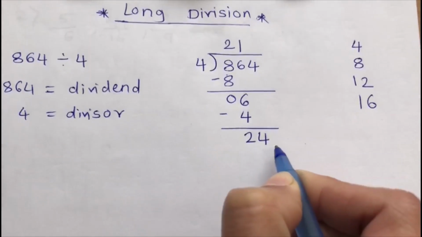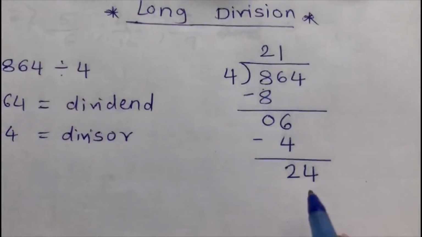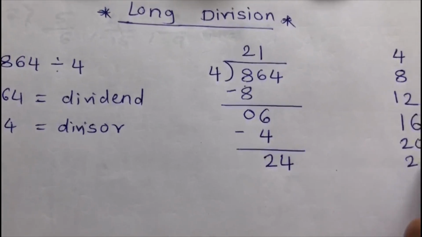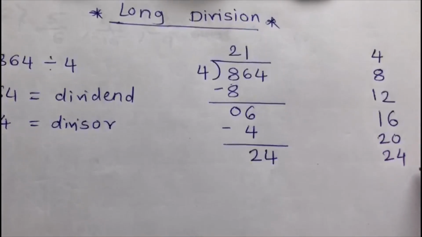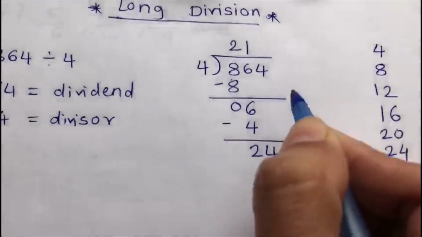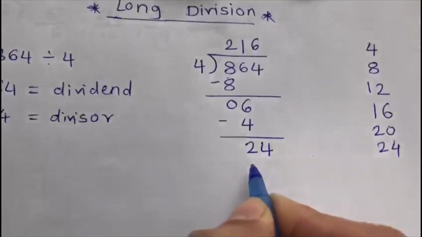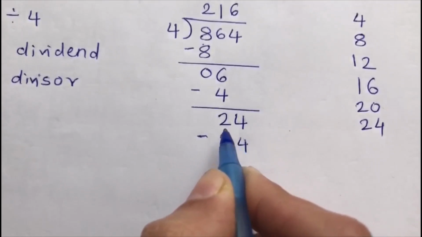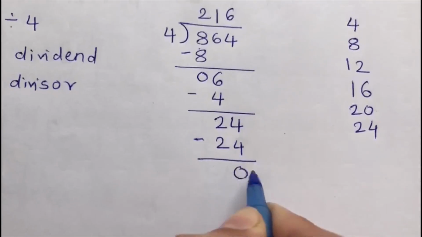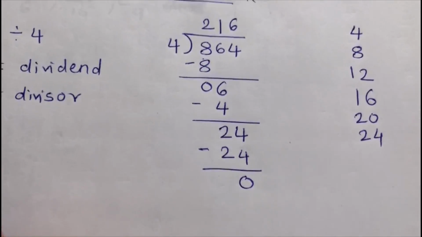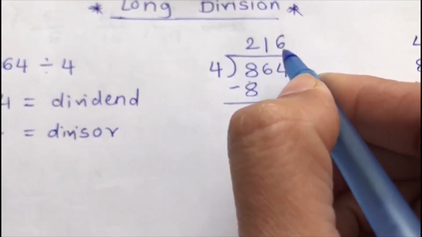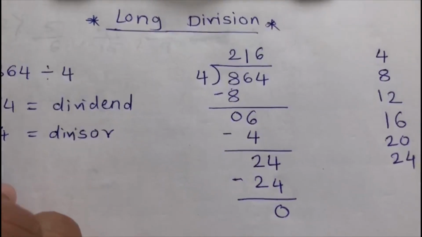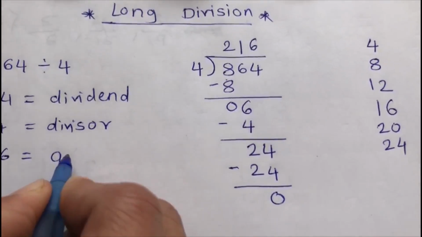So the number becomes 24. And we know in the multiplication table of 4, 24 comes at 6th place. So I write here 6, because 4 times 6 is 24. When we minus 24 from 24, then the remainder will be 0. So we have got the answer 216, and this 216 is called quotient.